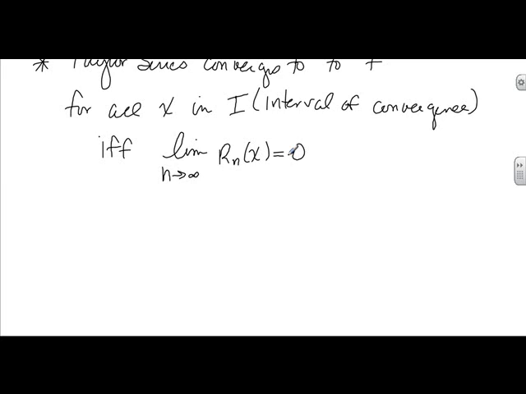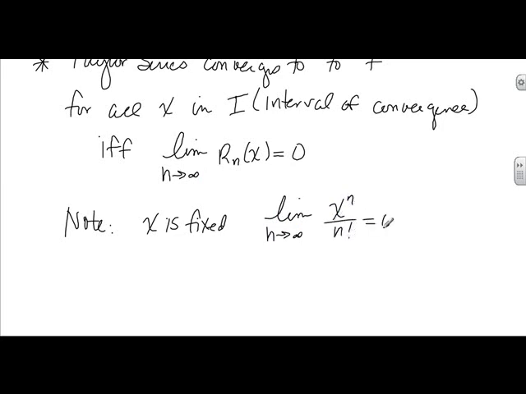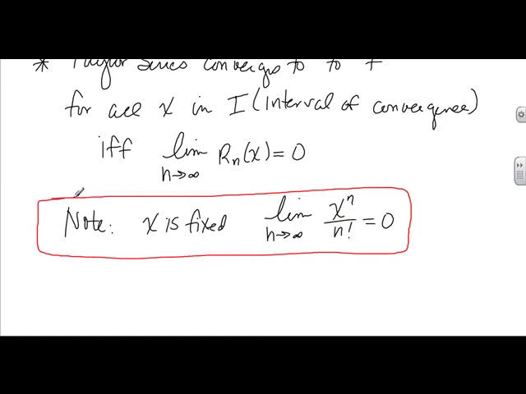Now, it is important to note that as long as x is fixed, n is approaching infinity, and x isn't doing anything. If you have the limit as n approaches infinity of x to the n power divided by n factorial, that will always be 0. That's one of those little facts that's going to come back and you're going to need it to work some problem sometime. So write that down, circle it, highlight it, whatever you need to do so you don't forget it. To determine if a series is going to converge, you have to find the remainder and then show that the limit as n approaches infinity is 0.